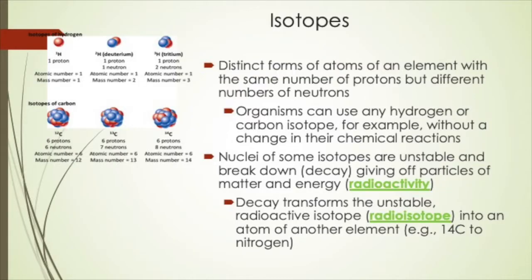Distinct forms of atoms can change the number of neutrons in a nucleus. And these are called isotopes. So if you have the same number of protons, but a different number of neutrons in the nucleus, that's called an isotope. And this can change the reactivity of that atom.